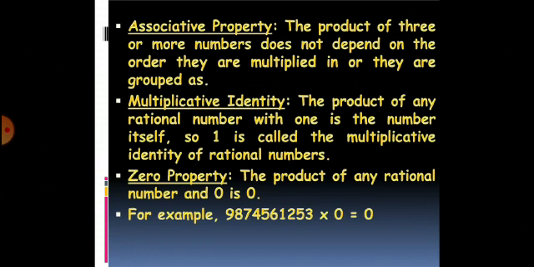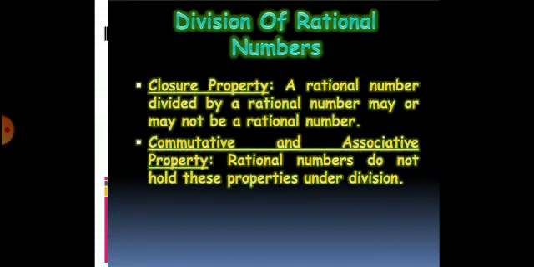0 property. The product of any rational number and 0 is 0. For example, if you multiply any big number also with 0, the answer will be 0 only. Any number multiplied with 0 is always 0.